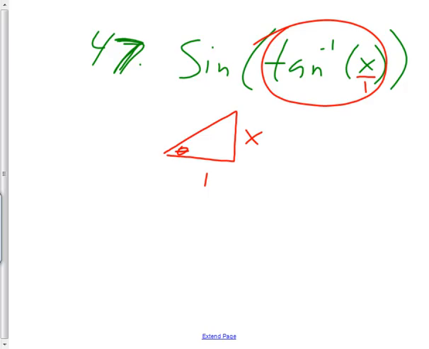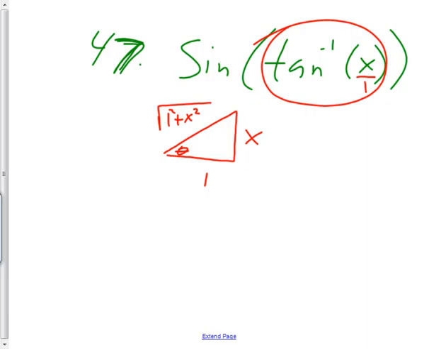And now use a squared plus b squared equals c squared to get this side. It's always going to be a square root of. So, what do you think it is? This one's a lot easier than the last one. 1 plus x squared. I could say 1 squared plus x squared, but 1 squared is 1. All right, now I've got my triangle.